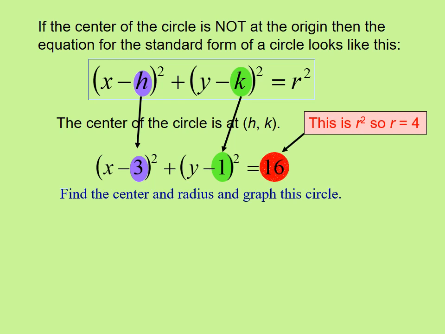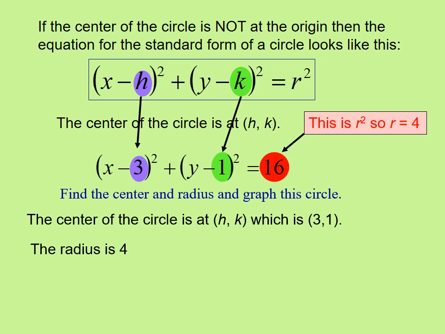Meaning, ang atong center kay 3 ug 1. Dayon, ang atong radius is equal to 4. So, ngano ganing 4? Because 4 squared is equal to 16. So, our r is equal to 4.